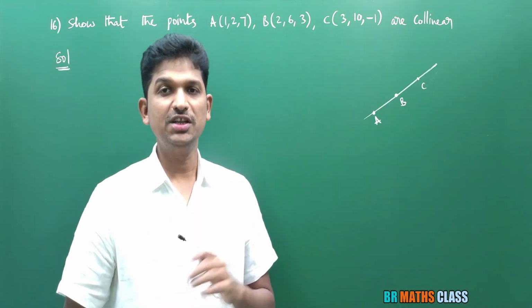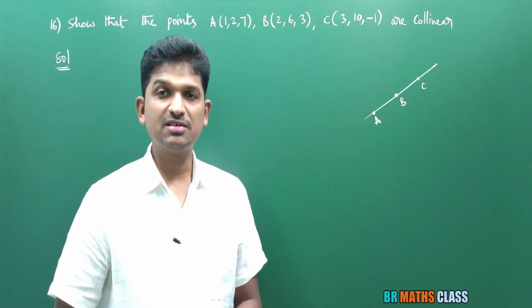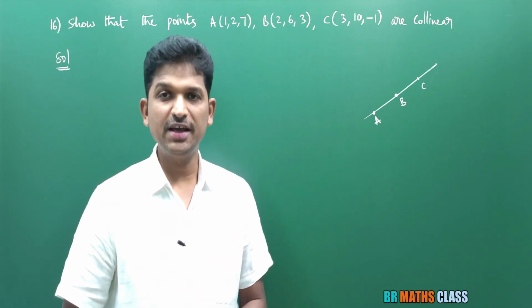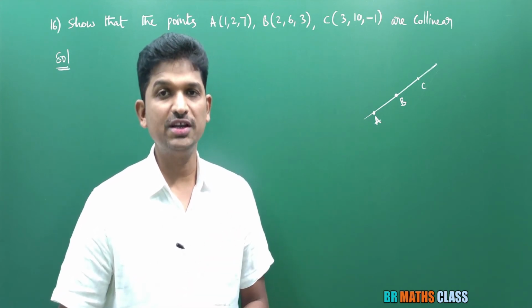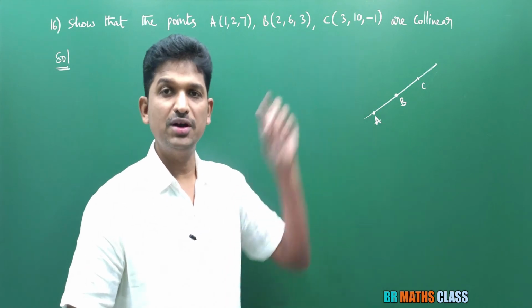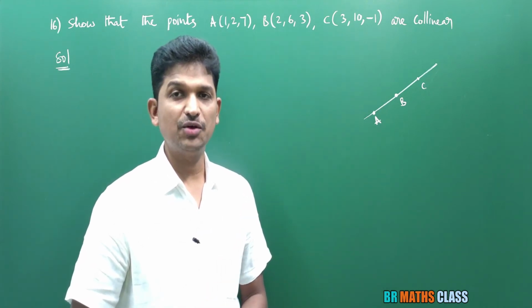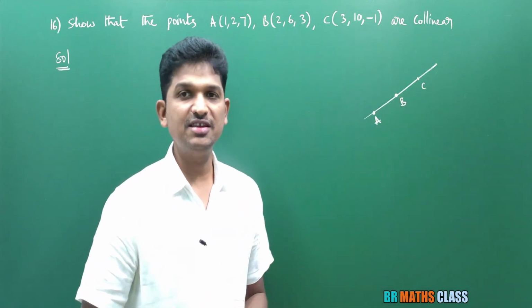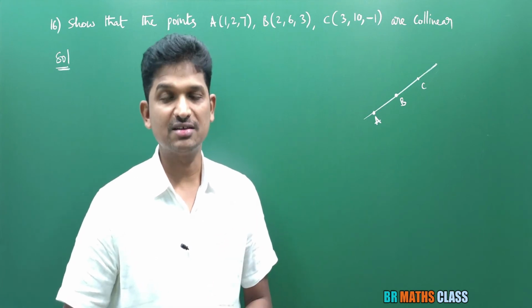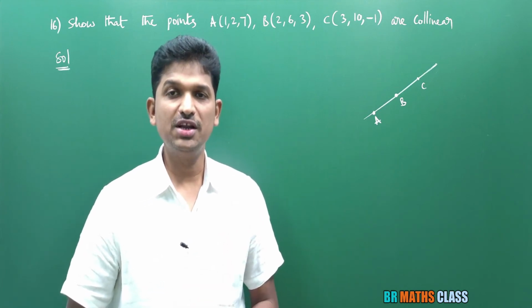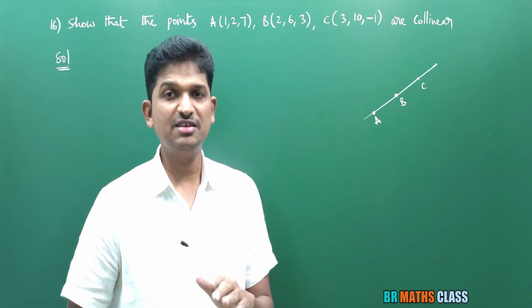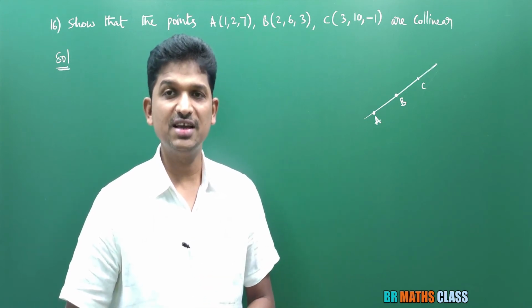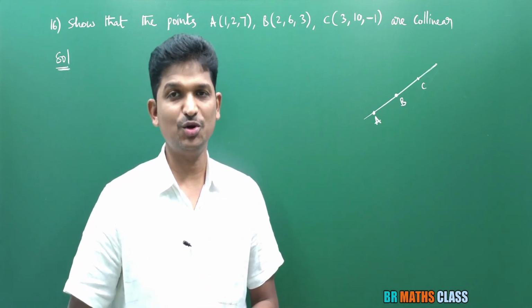You know about collinear vectors. What are collinear vectors? Vectors which lie on a same line or on parallel lines are called collinear vectors. To prove these 3 points are collinear, I will prove that the vectors AB bar, AC bar are collinear vectors. If AB bar, AC bar are collinear vectors, that means AB bar, AC bar lie on a same line, then I can say that given points A, B, C are collinear.